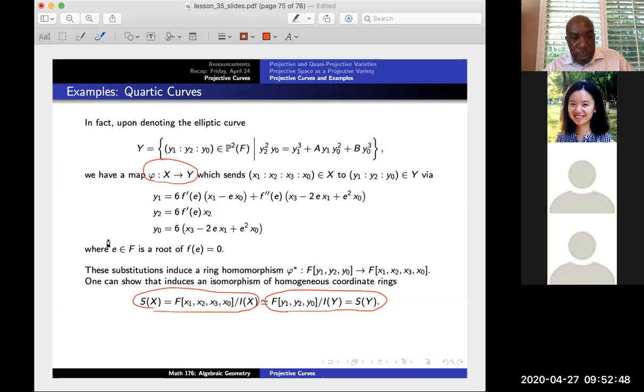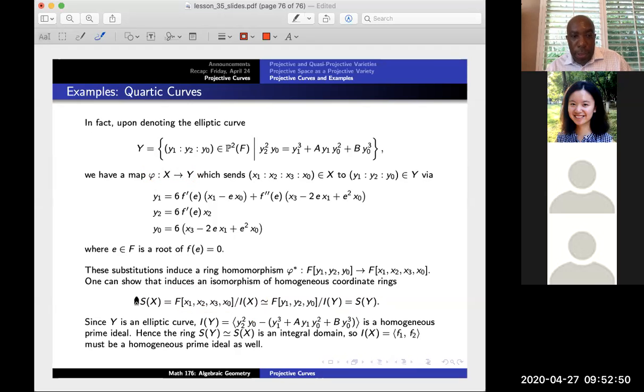So now we're actually done because we realize that since we have an elliptic curve, I of y is a prime ideal. We just proved that. But this map here gives an isomorphism. So if S of y is an integral domain, then S of x is an integral domain. And therefore, I of x, the ideal generated by f1 and f2, must be a prime ideal, a homogeneous prime ideal. So the cool thing is that we just reduced everything back to elliptic curves.